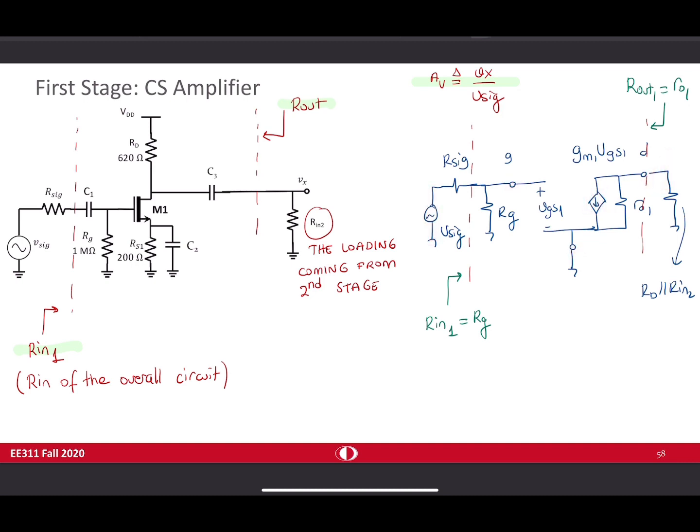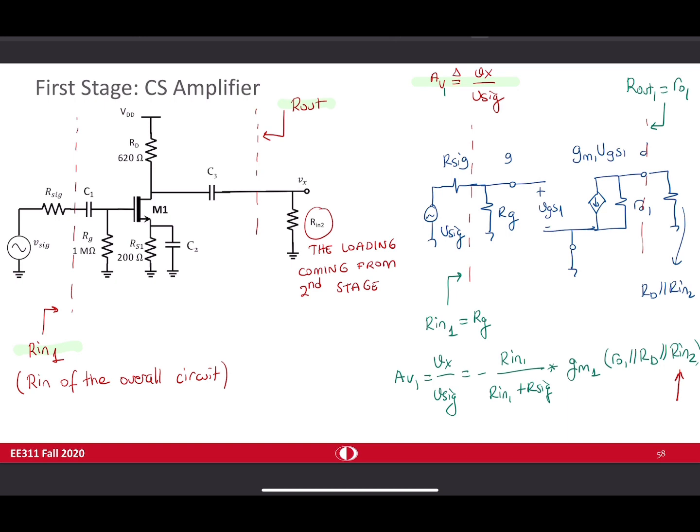And of course, when you write the gain, let's name it AV1, which is Vx over V signal, it is a typical common source amplifier gain, which is Rin1 divided by Rin1 plus R signal times gm1 times ro1 parallel RD parallel Rin2. So the only unknown in here is Rin2, and we are going to find it on the next slide.